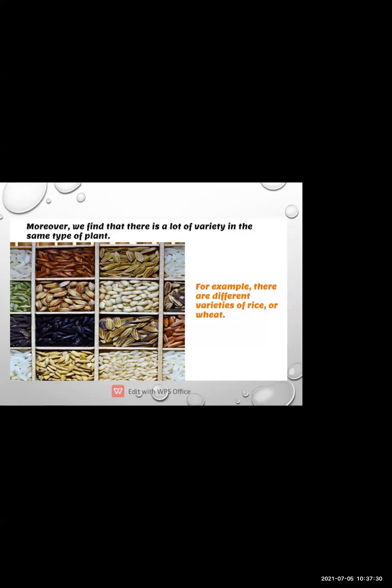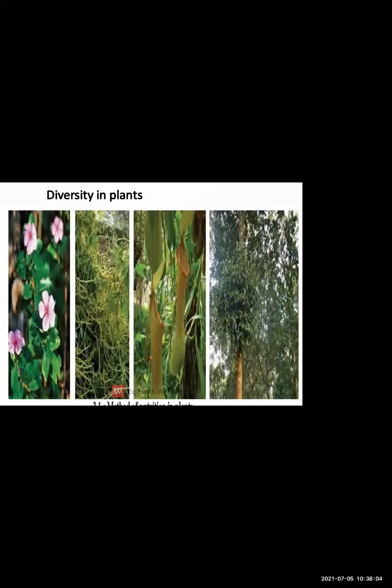Now students, as you all know, there are different varieties of grains available, such as rice and wheat. When you go to purchase rice and wheat, they ask which quality of rice you want. So there are different varieties in some types of plants. That is why there are different tastes in the varieties of rice or wheat. Okay. So we also have different varieties and diversities in plants.